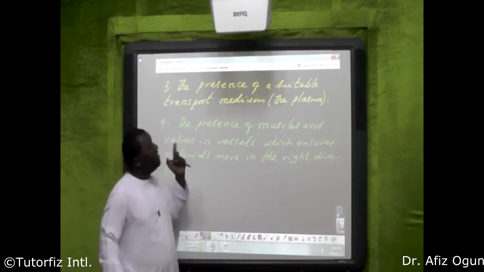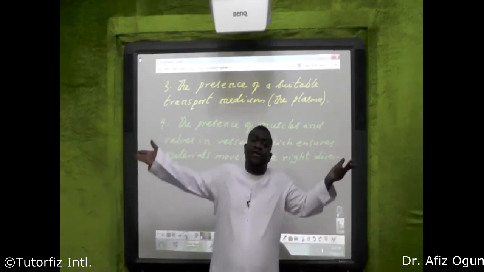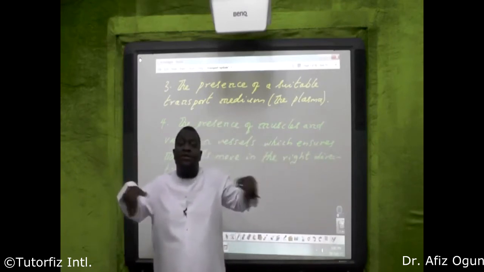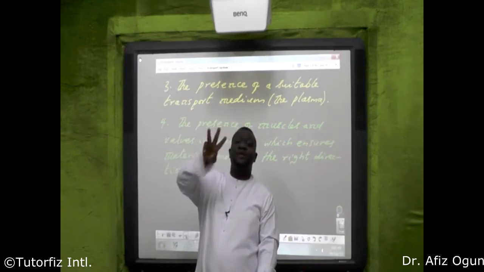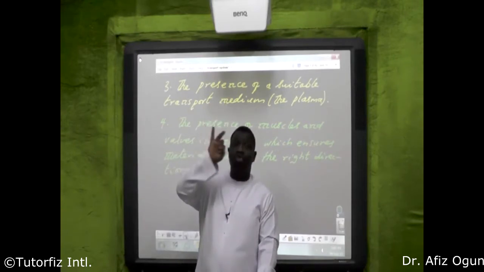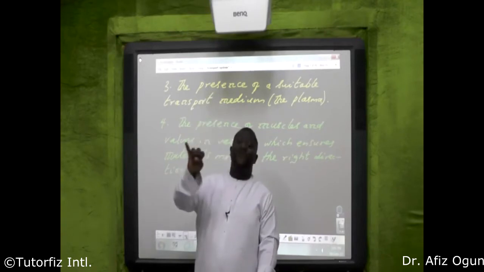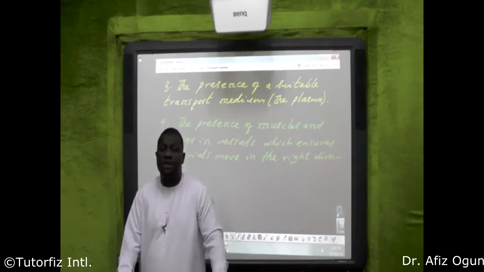And number 3, the presence of a suitable transport medium. Just like our transport systems in this world, the three major transport systems we have in the world are, let me say, 1 by road, 2 by air, and 3 by water. Which one do you think is the most efficient? Which one do you think carries more load?